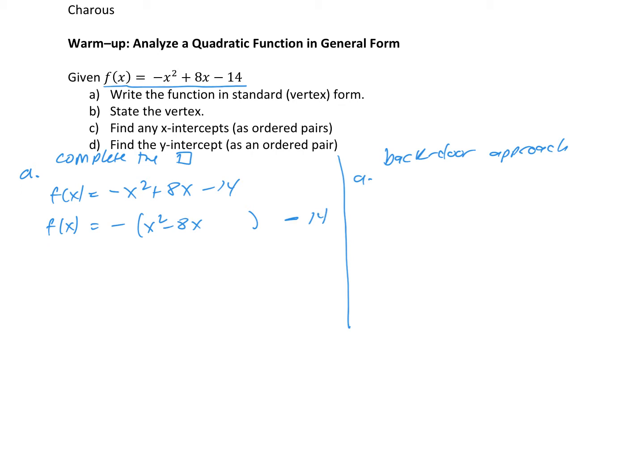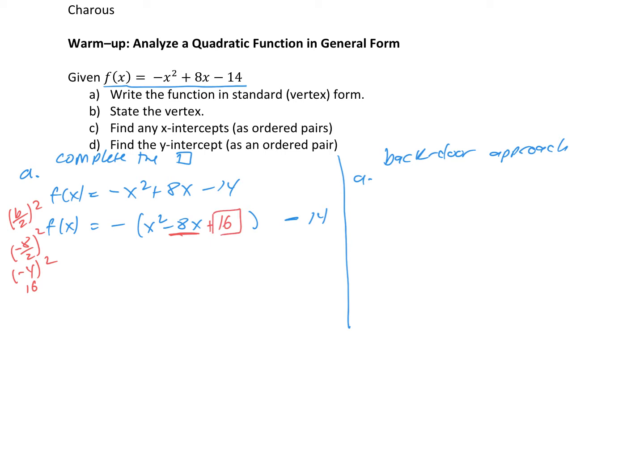Now we're going to complete the square inside the parentheses. So here, when we complete the square, the magic number that we add is going to be b over 2 squared. So in this case, b is negative 8. So I'm going to do negative 8 over 2 squared. So that's b over 2 squared, which is negative 4 squared. And negative 4 squared is 16. So we need to add 16.